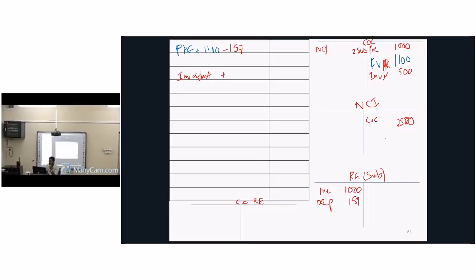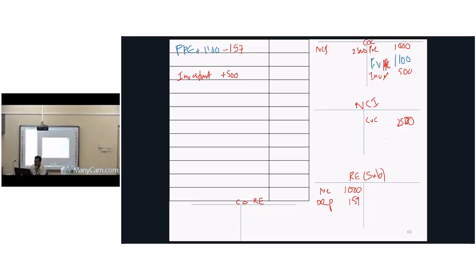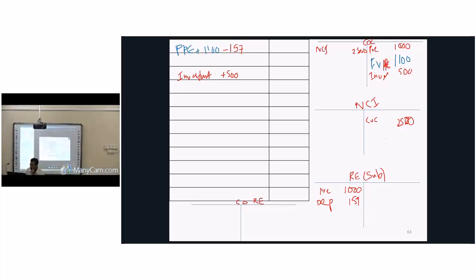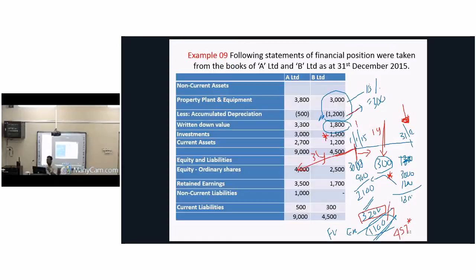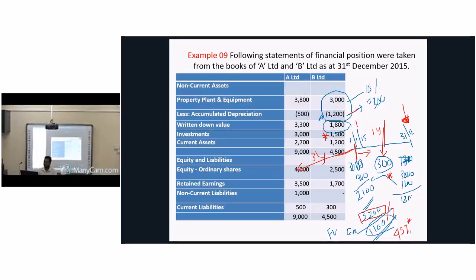Investment plus 500. Right. It is also done. Both A limited and B limited depreciate there, right? That's done. Now all adjustments are done. Yes, this is the biggest adjustment in this example. The only difficulty is getting the depreciation reversed in all accumulated depreciation for the year, because the number of lifetime years and everything is not given. Hope you can understand this.